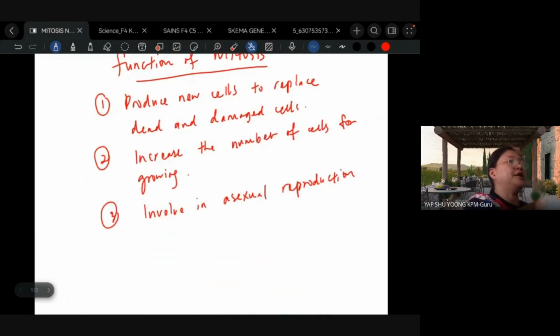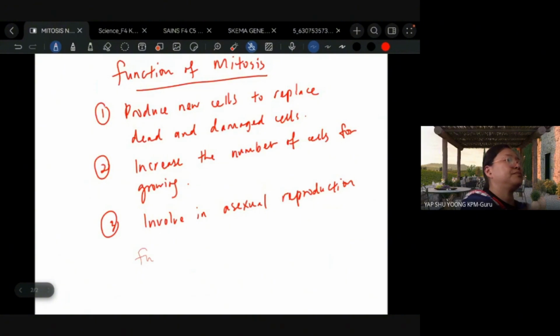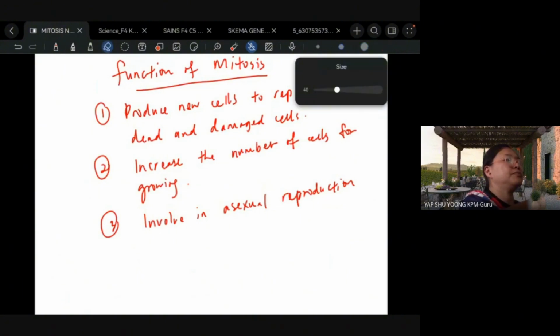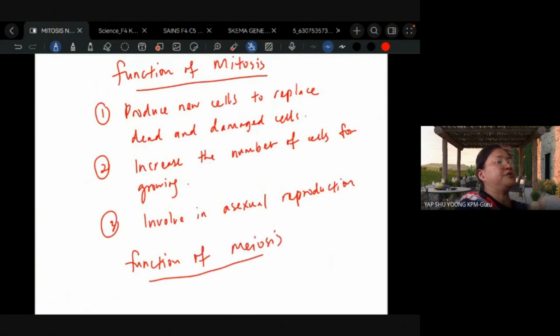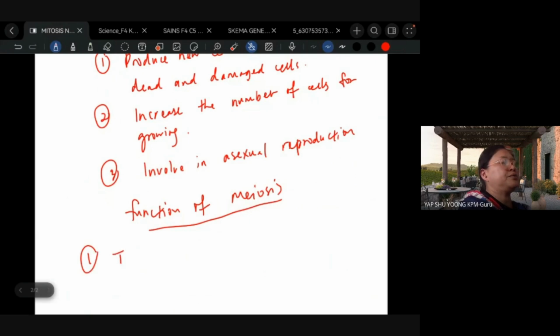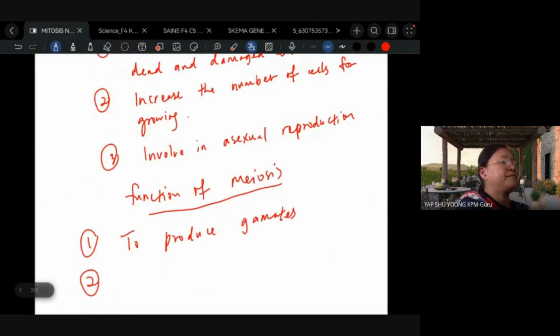Okay, what is the function of meiosis? To produce gametes, which causes variation. Okay, variation means what?